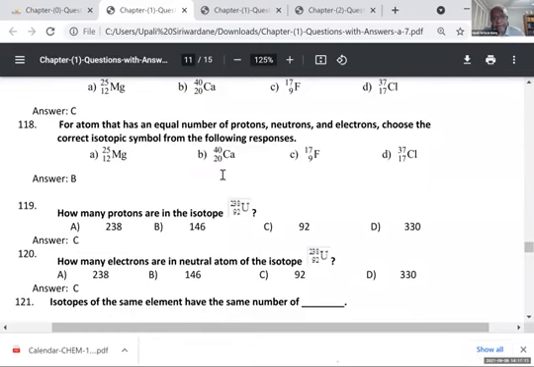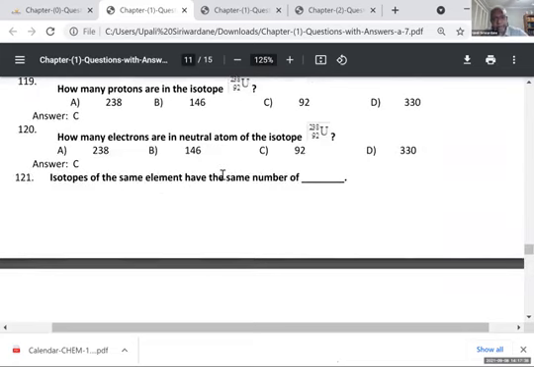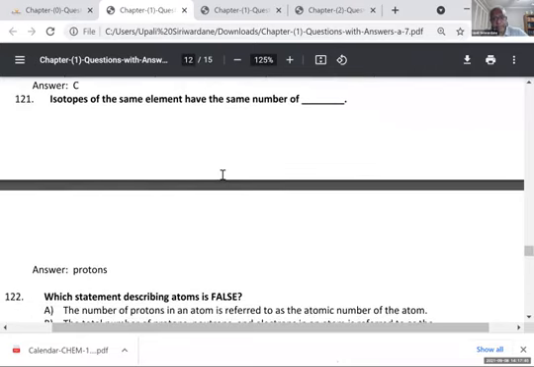Number 119, uranium-238. How many protons? 92 protons. Uranium, if 92 is not given as a subscript, you can look up in the periodic table. Number 121. Isotopes of the same element have the same number of protons. Answer, protons.